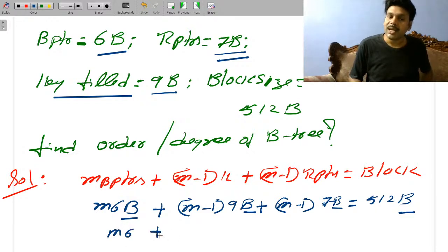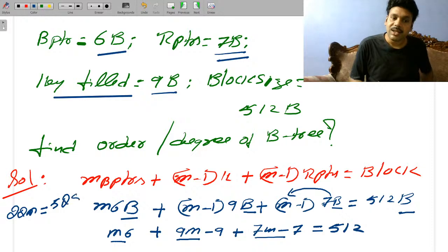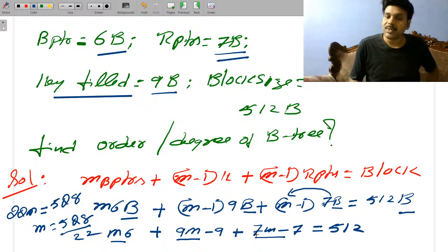So you take only the numerical values: 6M, then 9M minus 9, plus 7M minus 7, is equal to 512. Therefore, what is your M? 6 plus 9 is 15, plus 7, 22M. So finally we got 22M is equal to 512 plus 9 minus 7... 519 and 9, 528. Therefore, your M is equal to 528 by 22. That's all, friends. 6M plus 9M plus 7M is 22M, equal to 528 by 22. Almost you will get around 23. What is the meaning of the 23?